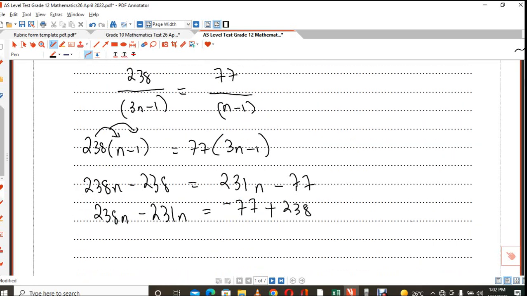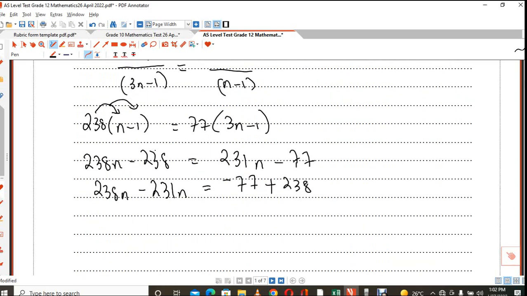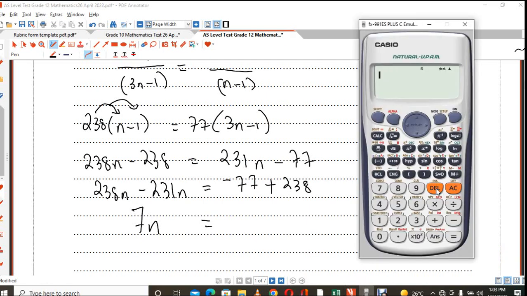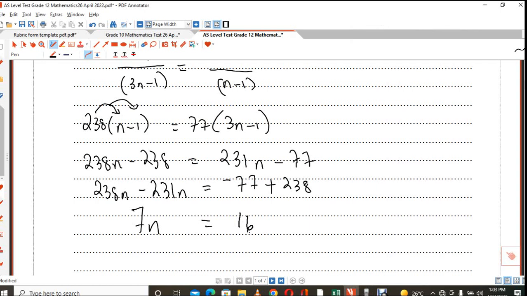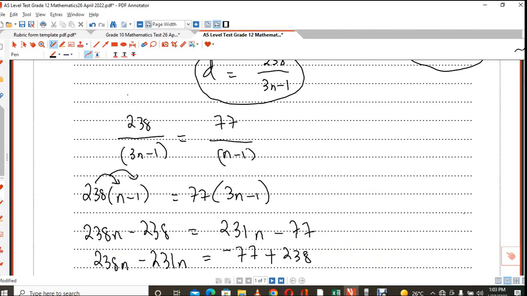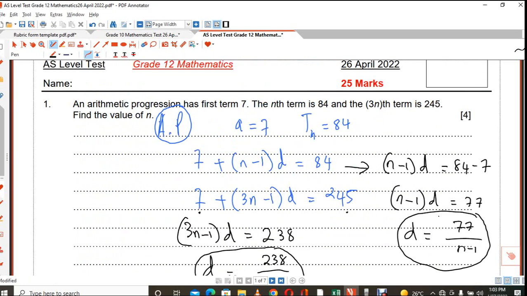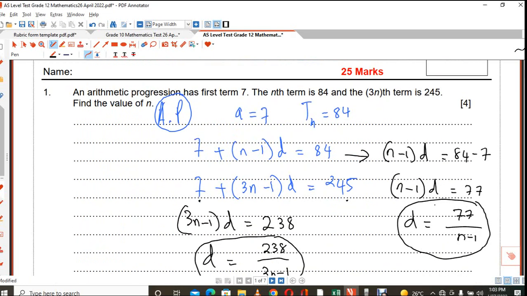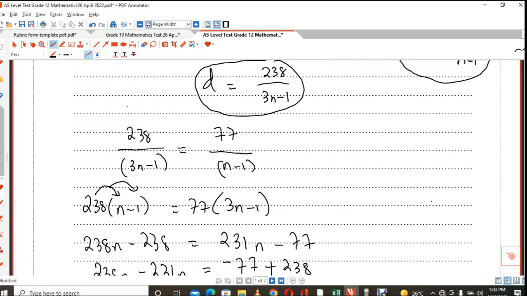Are you still following me? And if you subtract 238 minus 231, what do you get? You get 7. And if you take this other one, 238 minus 77, yes, and 7 goes on 161, and n is 23. Was it necessary for us to go back and write d? Is it necessary for us to find the value of d? No. It just says find the value of n. That's it. You follow? No need for you to go and find the value of d.